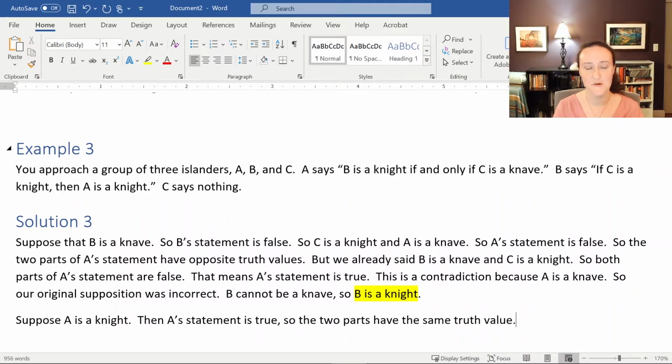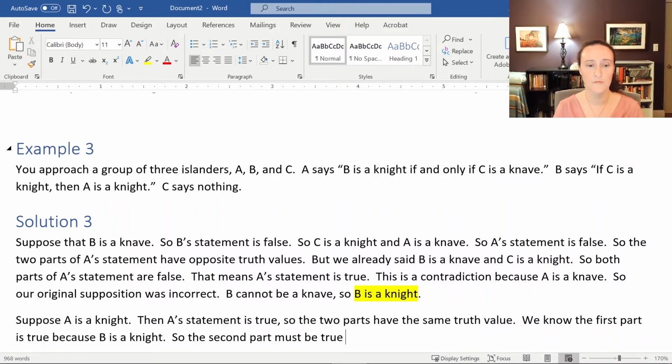Okay, so when we suppose A is a knight, A says an if and only if statement. And when you suppose that's true, it just means that the two parts have the same truth value. And that is only helpful if you know the truth value of one of them. But we do know the truth value of one of them, right? We know the first part is true because the first part is that B is a knight. So that means the second part must be true as well. So C is a knave.